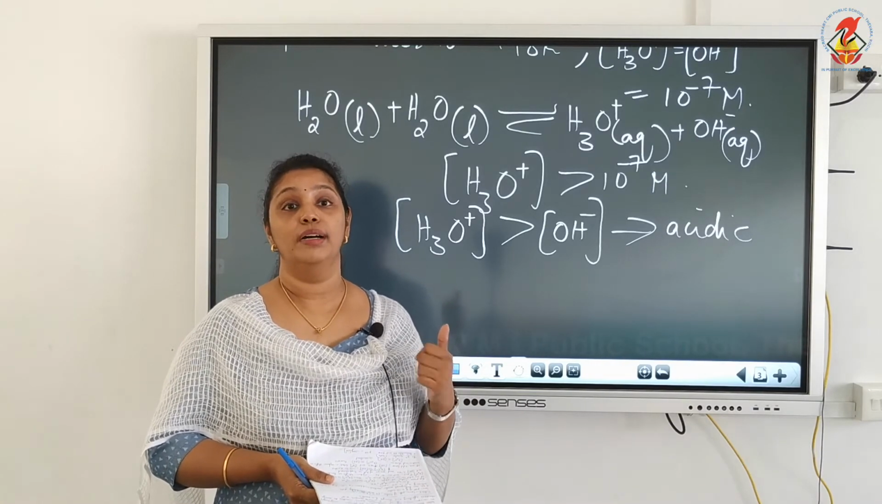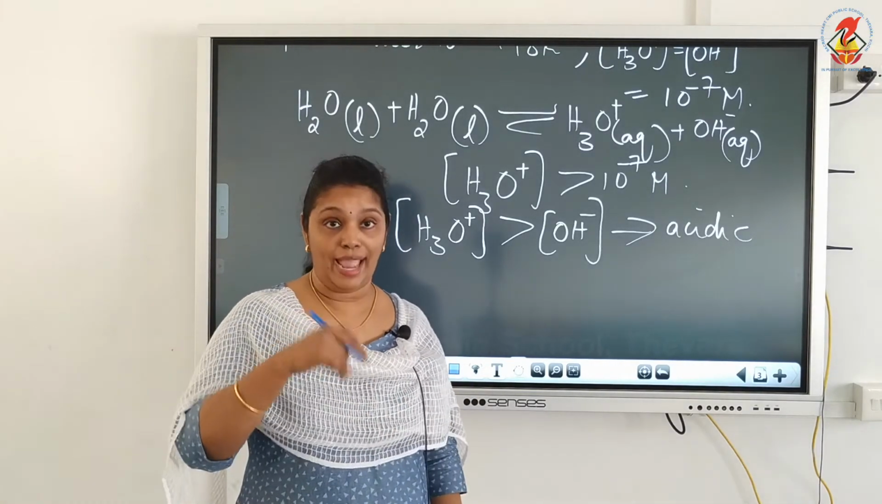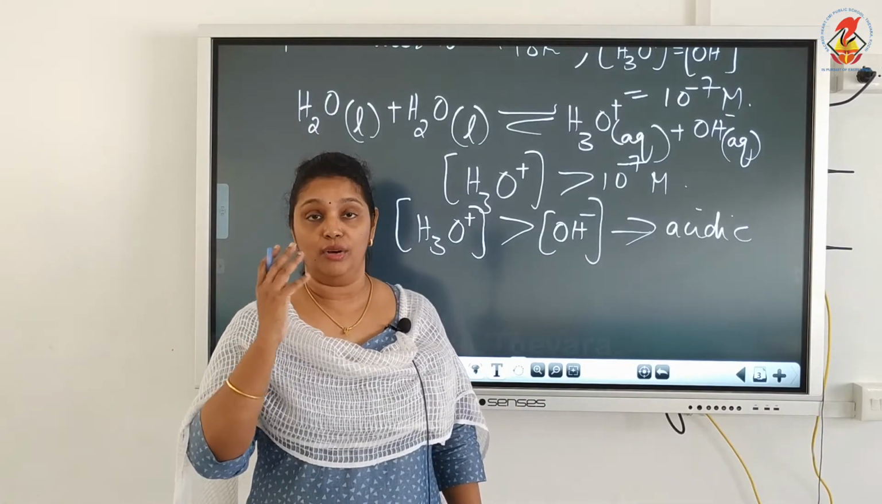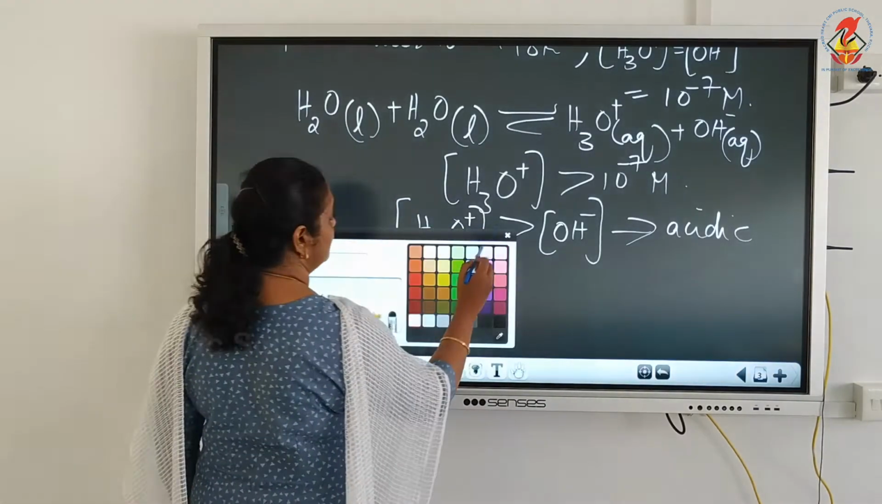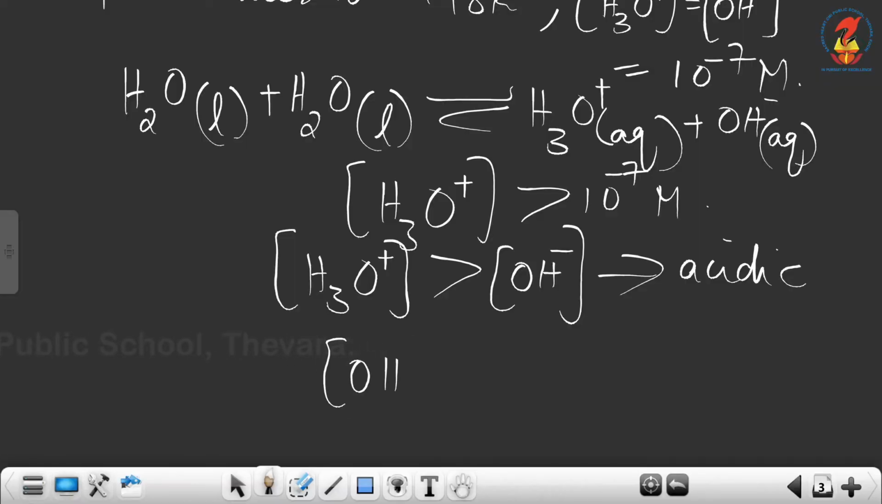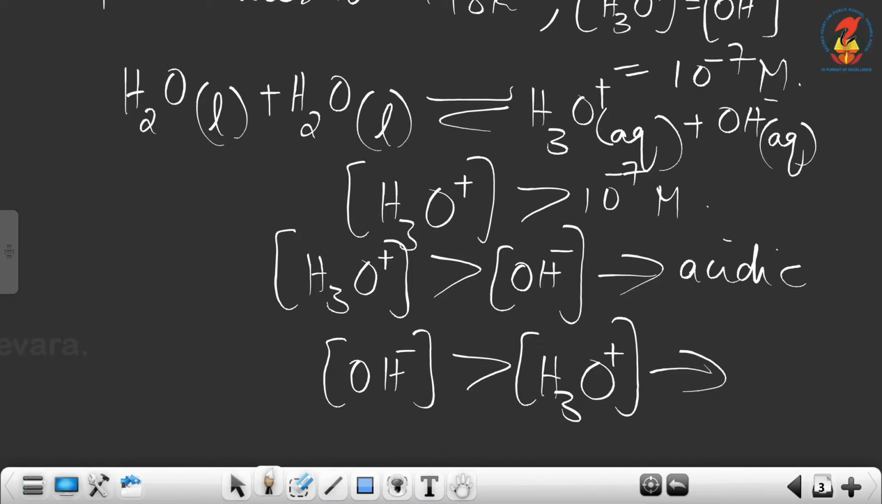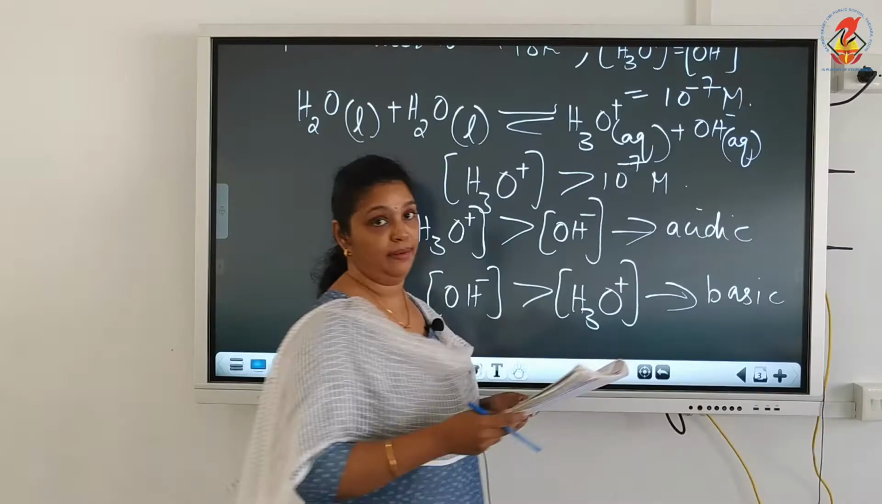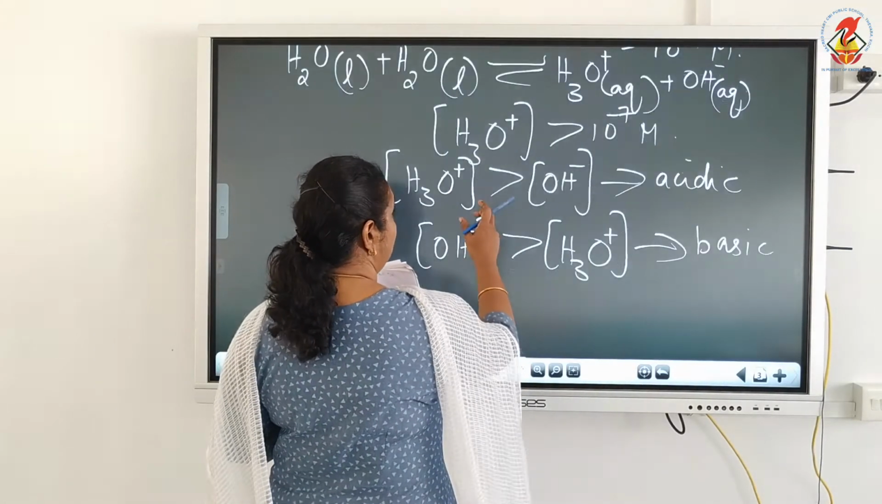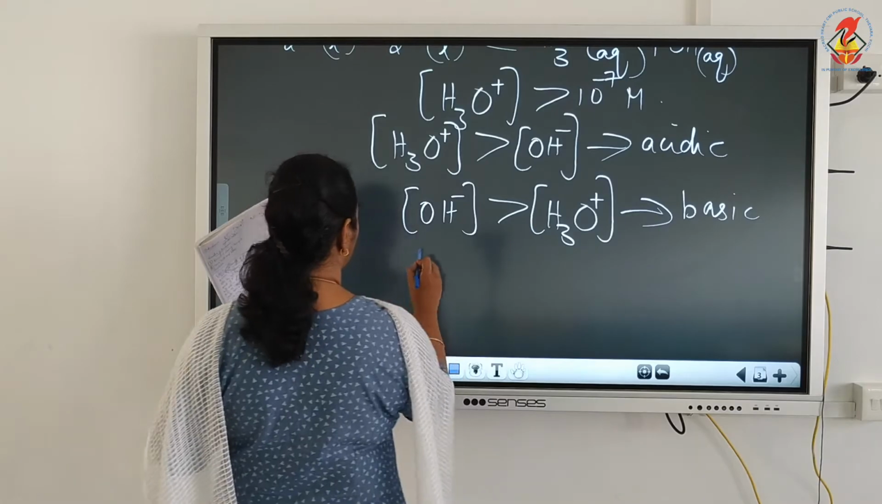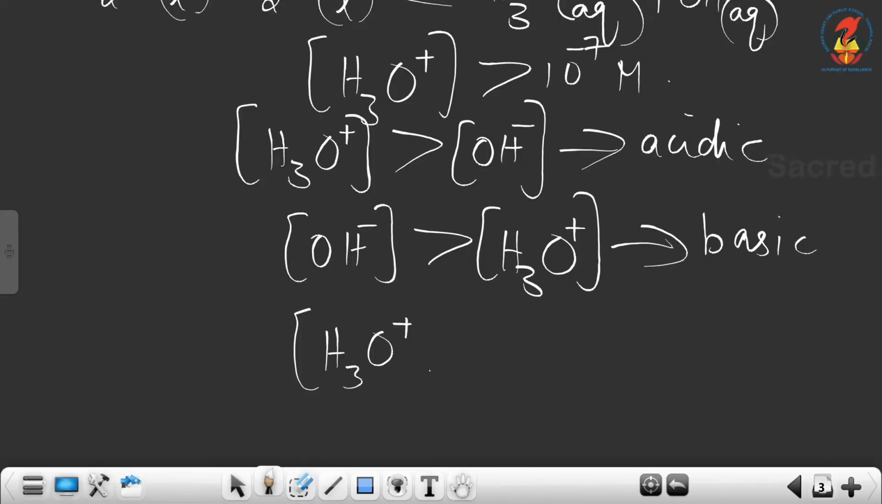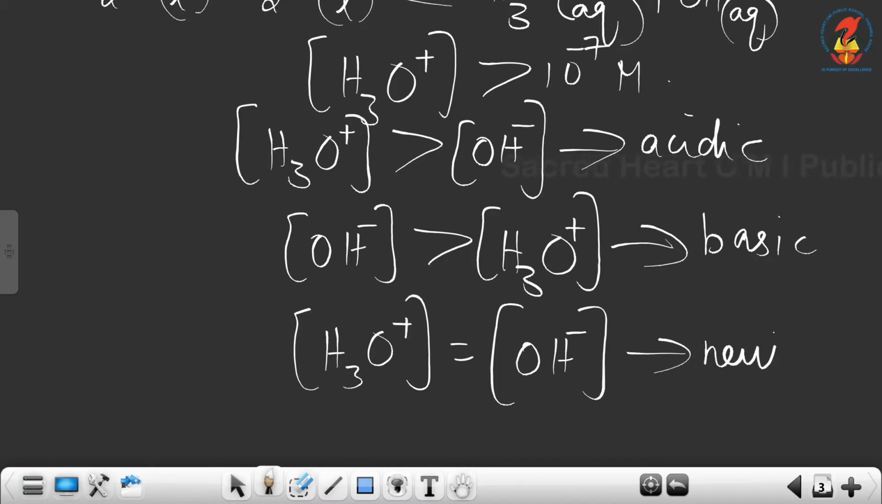So now when I added more alkali, what happened? The concentration of OH minus will be greater than the concentration of H3O plus. In this case, the solution will act as a basic solution. Now, at equilibrium, we know that the concentration of H3O plus will be equal to the concentration of OH minus, and in this case, the solution will be neutral.